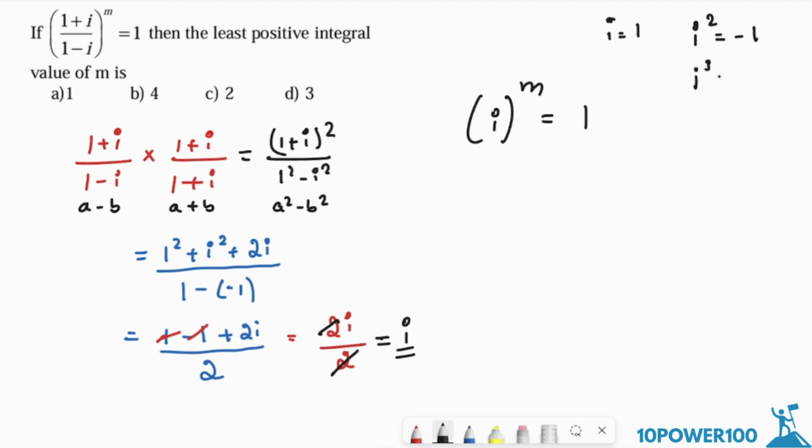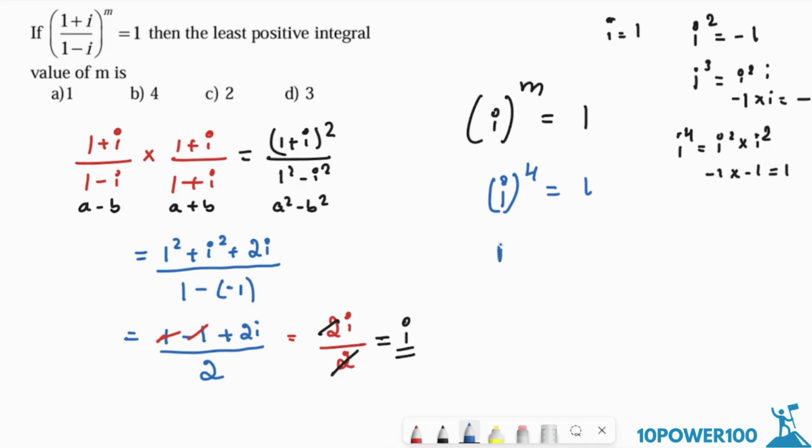i cube is i square into i. That is, the i square value is minus 1, into i, that is nothing but minus i. And i power 4 is i square into i square. So minus 1 into minus 1 is plus 1. So what should be the ideal value for m to get i power m as 1? It is 4, right? If I take i power 4, only then this becomes 1.